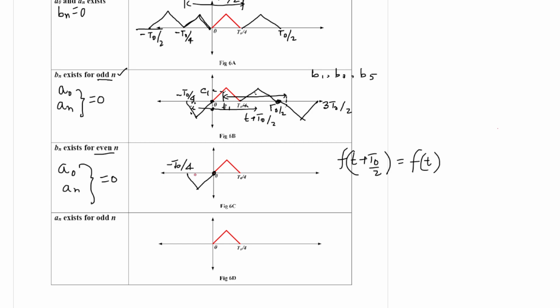So if you consider any negative time, let us say this time, it is producing this value, let us say C1. If you add T1 plus T naught by 2, it must produce the same value as C1. So that is why the correct form should be like this. This is T naught by 4, so this should be T naught and this is 3 T naught by 4.